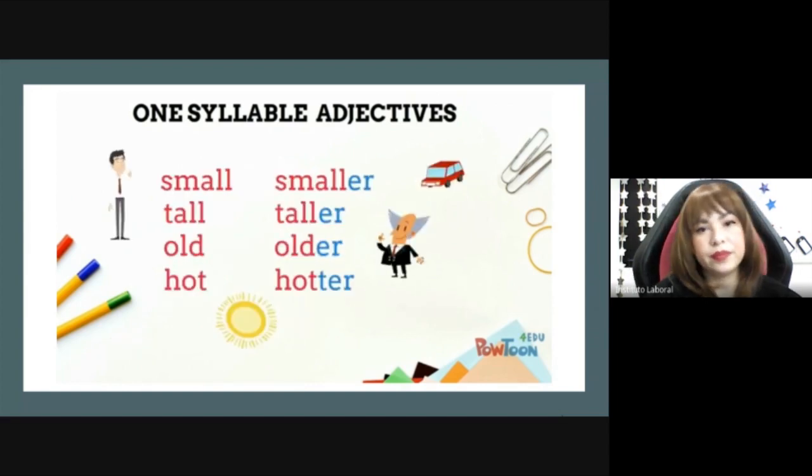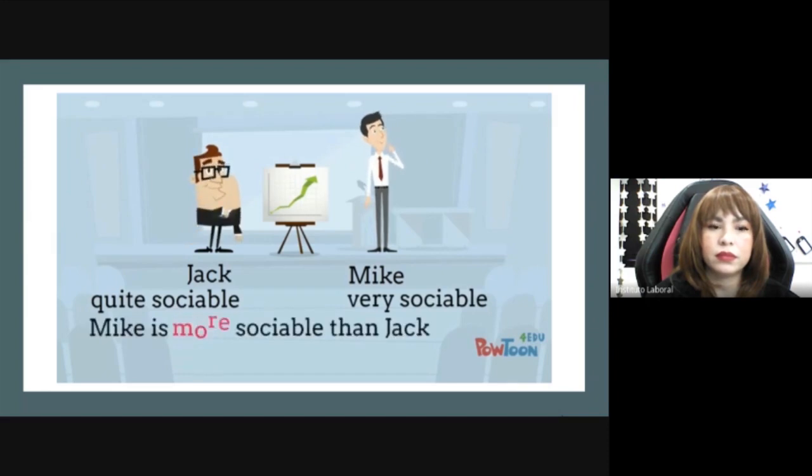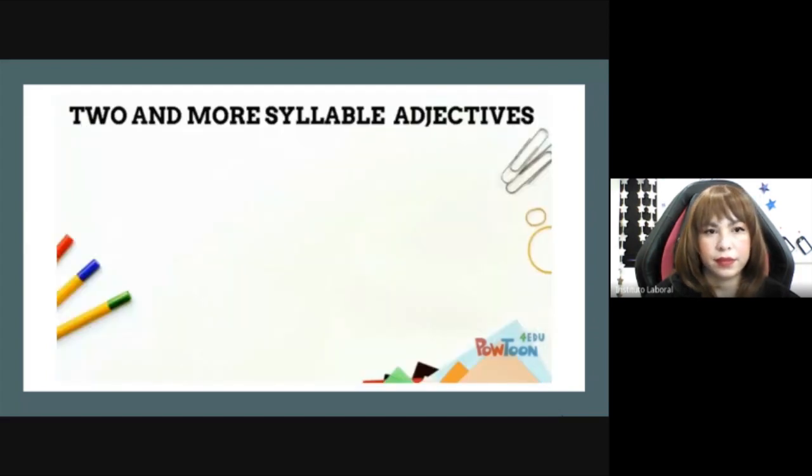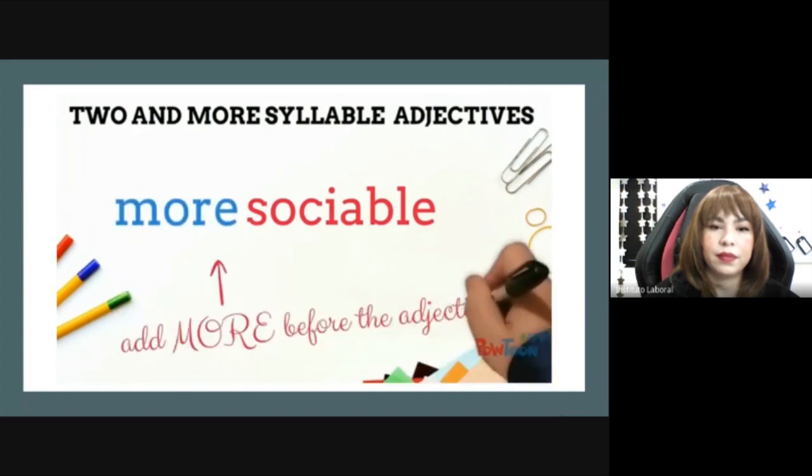More examples: small, smaller, tall, taller, old, older, hot, hotter. Jack is quite sociable. Mike is very sociable. So Mike is more sociable than Jack. If it's an adjective of two or more syllables, we add the word more before the adjective. Sociable, more sociable.